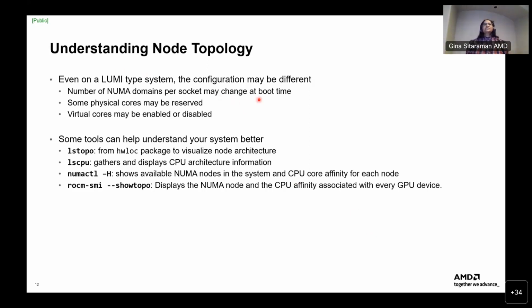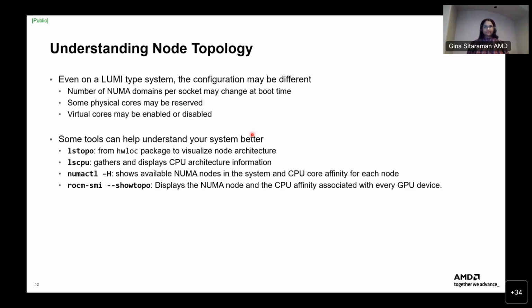So what could have changed? We may have a new NUMA configuration on the system. We may have changed to NPS1, I don't know, right? Or some physical cores may have been reserved, which is the case in Lumi. One core is reserved for system operations. We may or may not have hyperthreading enabled, so instead of 128 cores or hardware threads, you may just have 64.